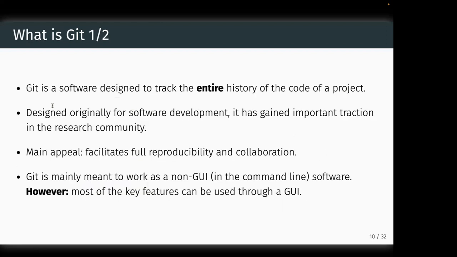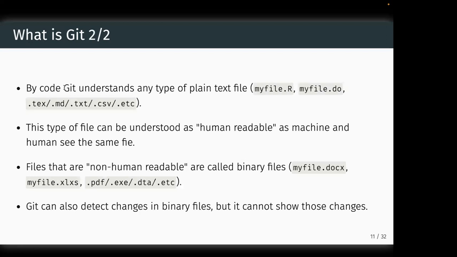So I said that Git tracks the entire history of the code of a project. What do we understand by code? Code is any type of plain text file. So it could be an R script, a data script, even a LaTeX file, a markdown file, a TXT file. CSV is a plain text file, but we're not going to be thinking of using Git to track data sets. There are some features of Git to track data sets, but they're not going to be the focus of this presentation today. We're focusing on using Git to track code, any type of plain text file.